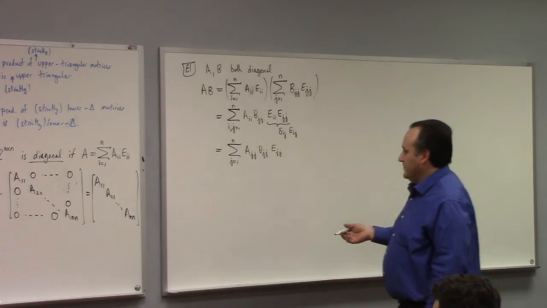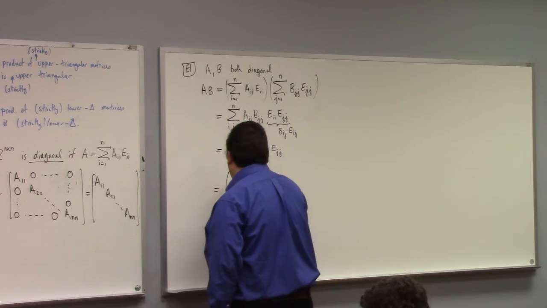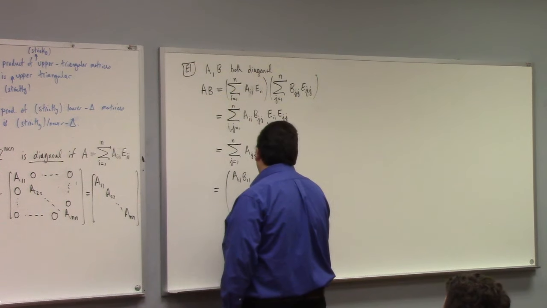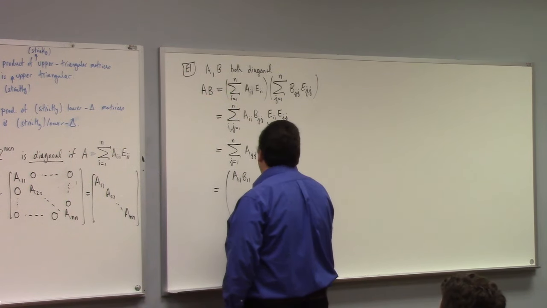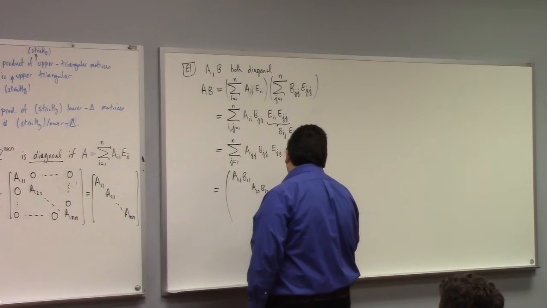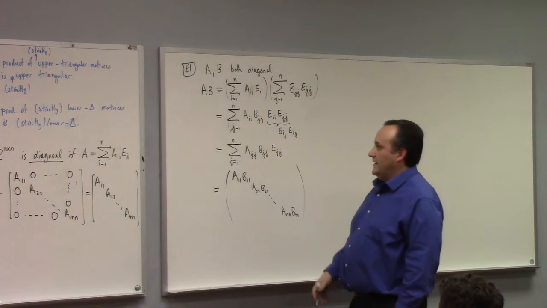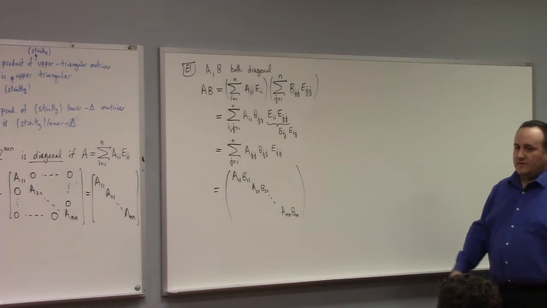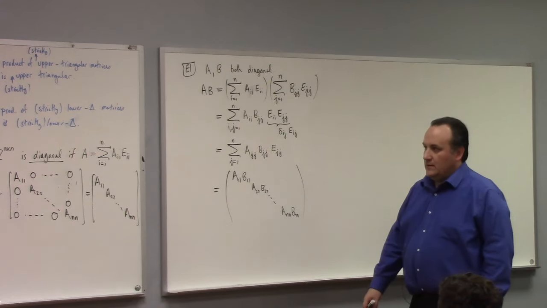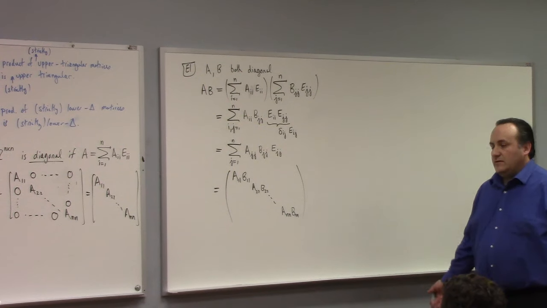In other words, if I write it out, it's like this, right? It's A11 B11, A22 B22, and so on, down to ANN BNN. So the product of two diagonal matrices is a diagonal matrix where you simply multiply the diagonals. It's so simple. Product of diagonal matrices, super nice. All right? So what's the deal?